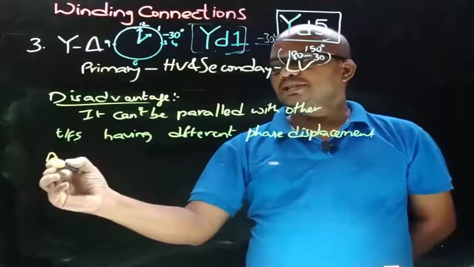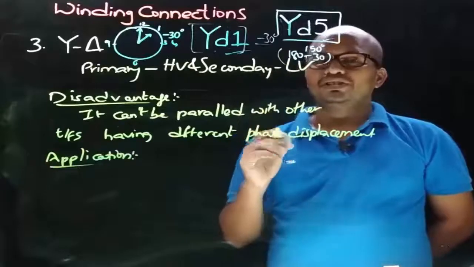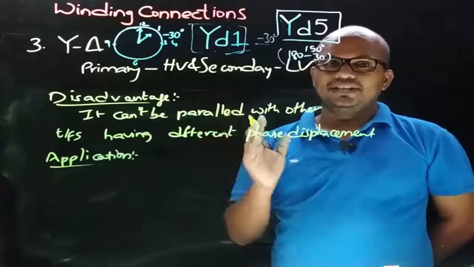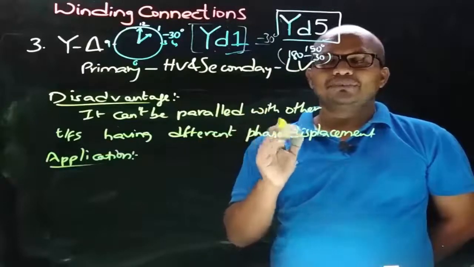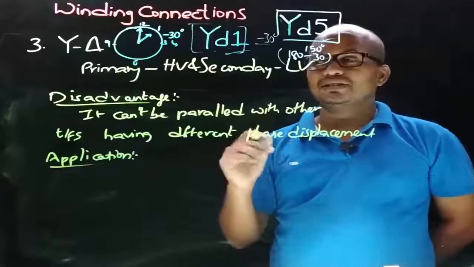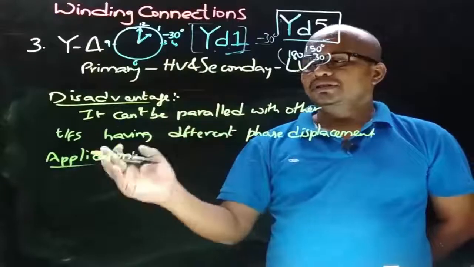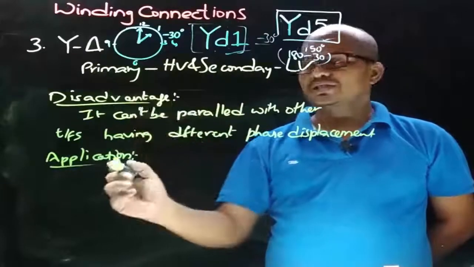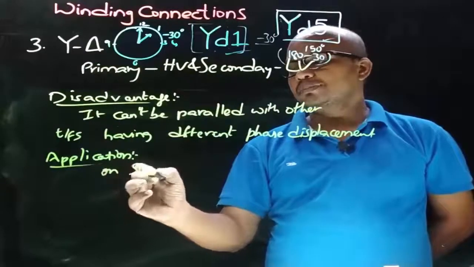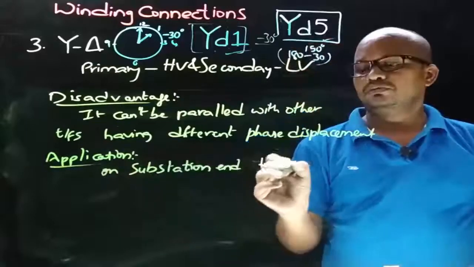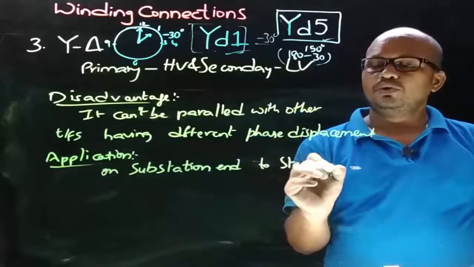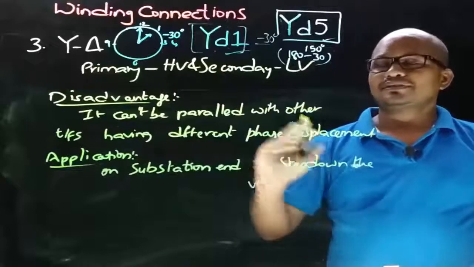And now the application is, from the line voltage relation, we have seen that the secondary side voltage is less when compared with the primary side voltage, which means that this type of connection is employed for step down applications. Means here the application of star delta connection is on substation and to step down the voltage. This is about star delta connection.